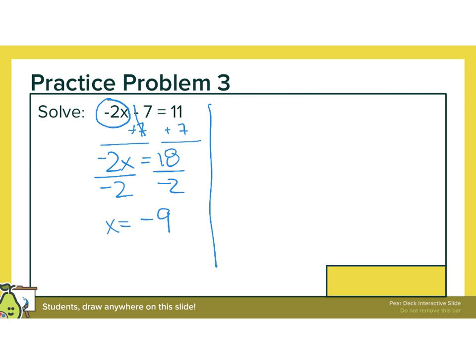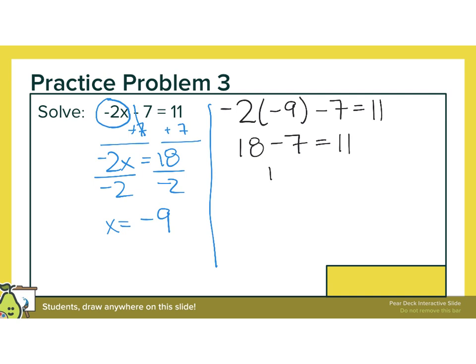So go to the original problem. -2, instead of x, put the answer in its place. We're multiplying those. Subtract the 7, bring down the 11. We multiply first. Negative times negative is positive. 2 times 9 is 18. Bring down the -7 and the 11.